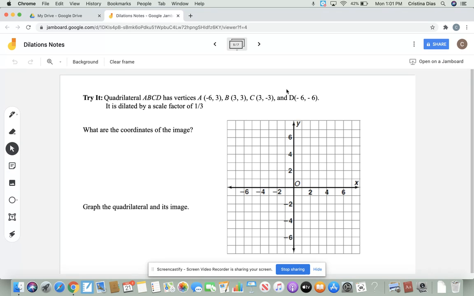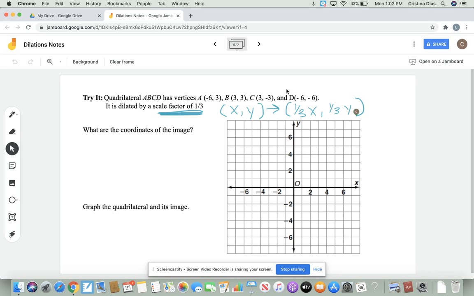All right, guys. So at this point, you should be correcting your work. Let's see how you did. Quadrilateral ABCD has vertices A, -6, 3, B, 3, 3, C, 3, -3, and D, -6, -6. It is dilated by a scale factor of 1/3. Okay, so another fraction. So let's see how you did. First of all, I'm going to write my rule. So xy will transform to 1/3 of x and 1/3 of y.